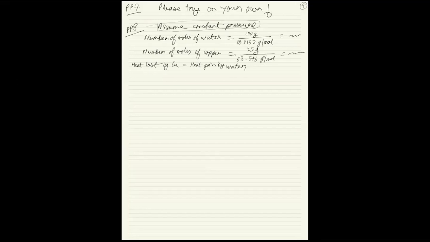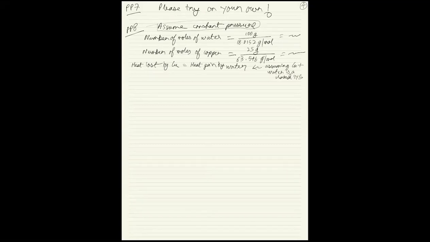It's an assumption. We are saying nothing is lost to the atmosphere, right? So we are assuming here that together the copper plus water is a closed system. Nothing is being lost out of both of them. So, and that's what we need to calculate. We need to calculate the heat lost by copper. And how do we do that?